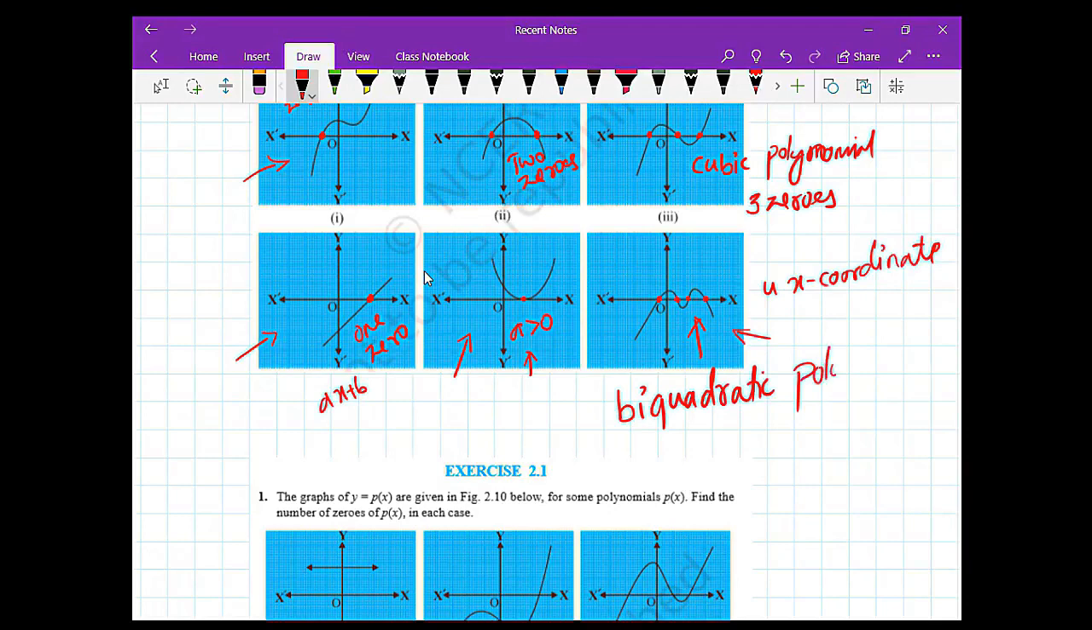Biquadratic polynomial graph. Okay, which means the degree of the polynomial is 4.